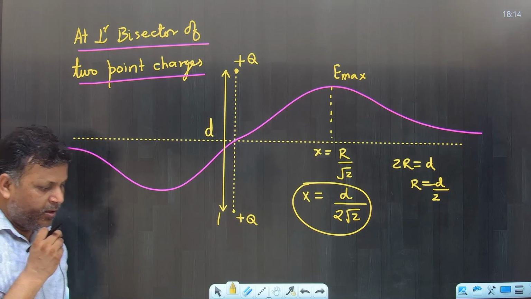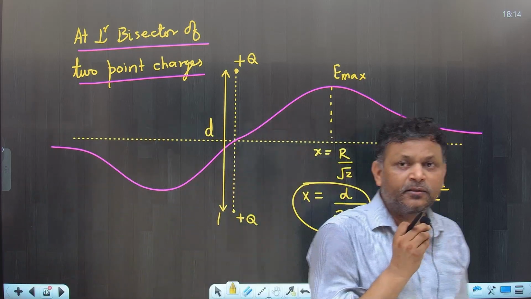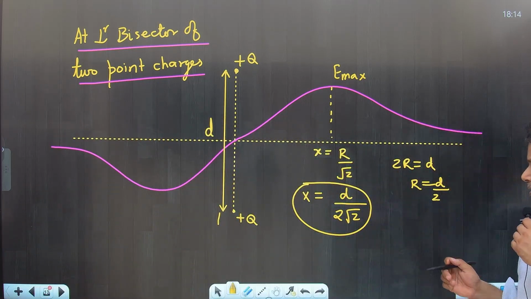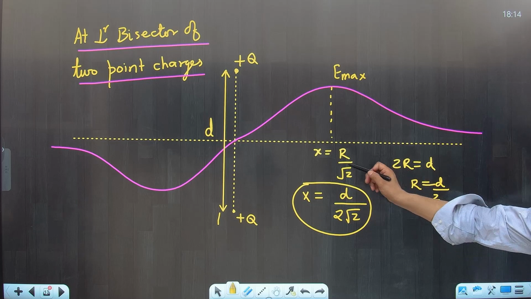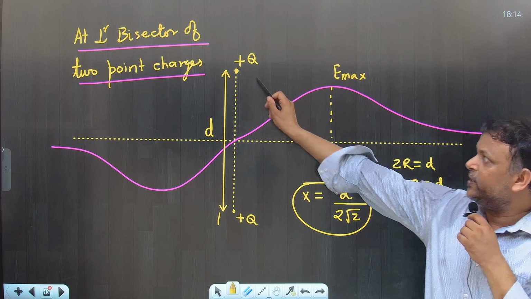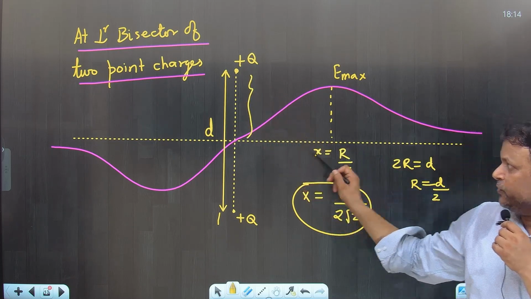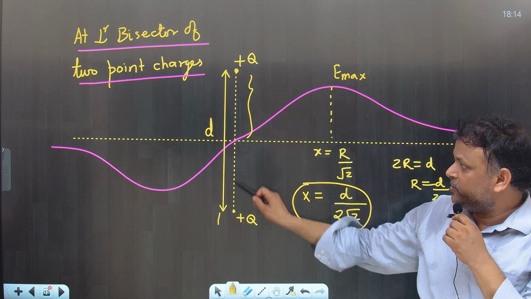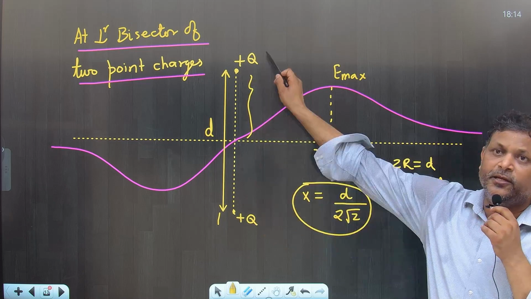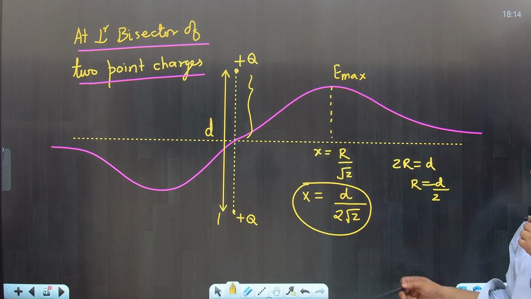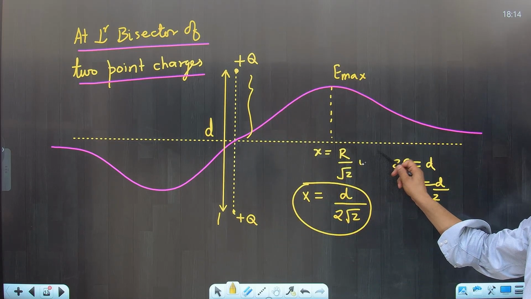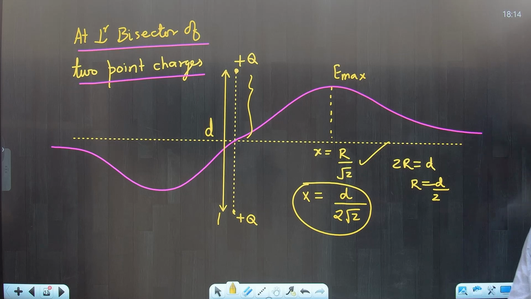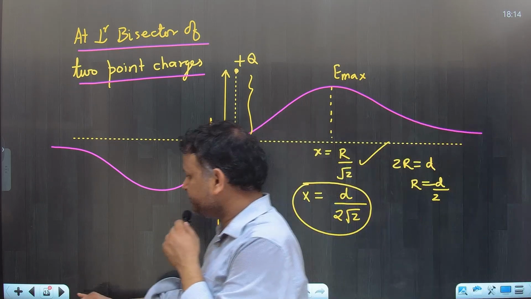So just be alert and note that we will not write that it is d by root 2. If the radius was d, then you would say that it is d by root 2. Otherwise, if the distance between these point charges is d, it means 2r is d, so r is d by 2. So you will write that the maximum value will be at x equal to r by root 2. It has been asked in IIT JEE. Okay, next.